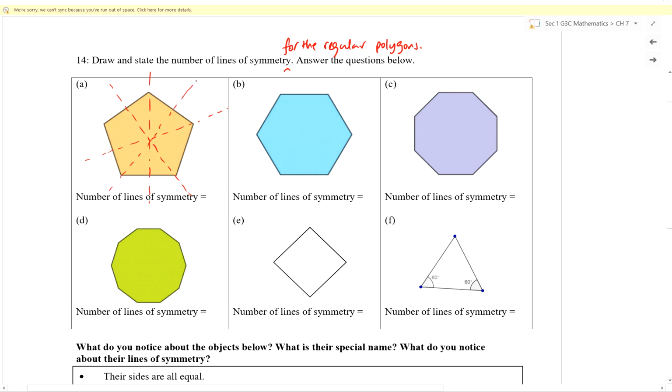Four. And five. The 5 lines of symmetry. For pentagon, we've got 5. What about for hexagon? 6-sided figure.